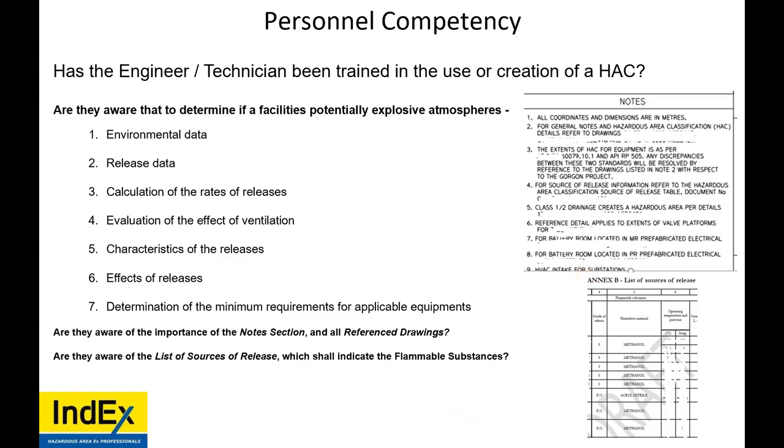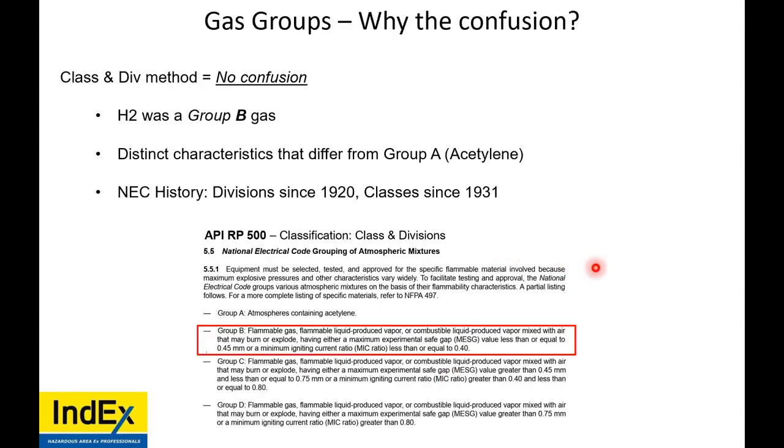These questions that I've been answering, by the way, have been coming from students. Okay, why the confusion? Let's go back in history. The classes and divisions method, the North American way, which has been used around the world, even in Saudi Arabia and other locations, has hydrogen as a group B gas. So its distinct characteristics differ from group A acetylene.